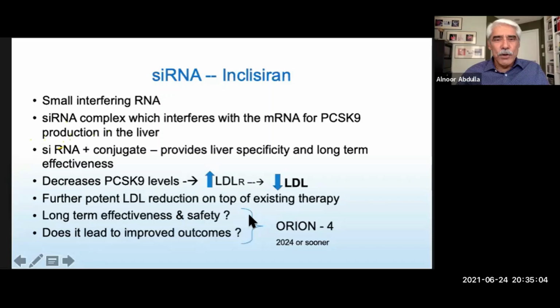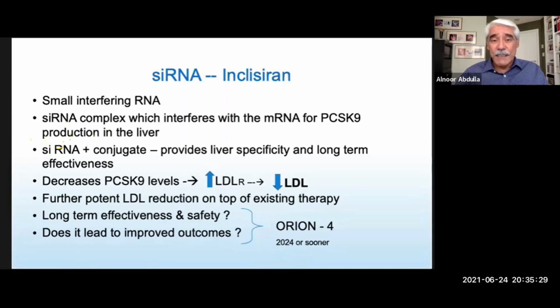And the long-term safety and does it really improve outcomes, we do not know. The trial is ongoing. It is supposed to complete in 2024, but I believe it will be completed long before then because of extremely high benefit, and the Data and Safety Monitoring Committee will probably stop the trial early. That's my estimation of this issue.